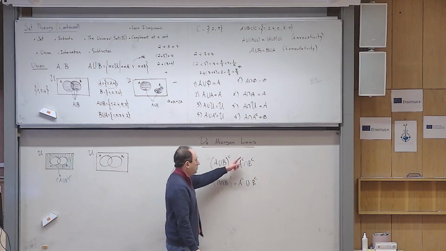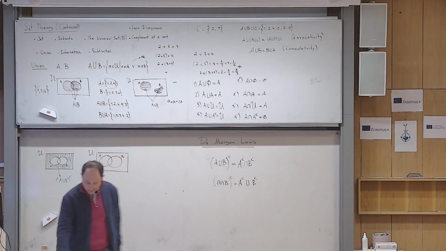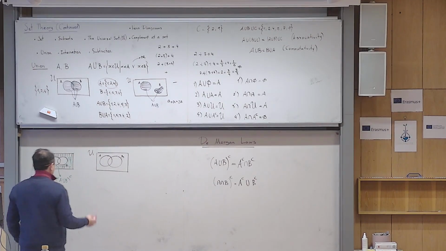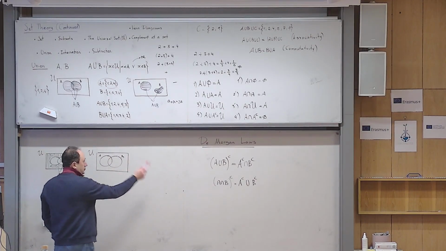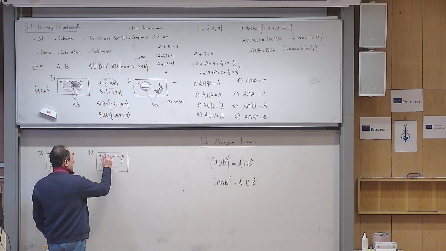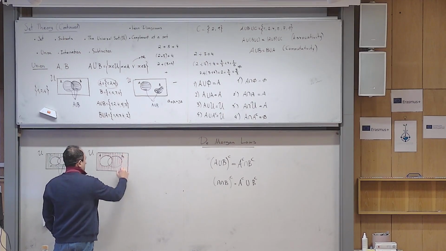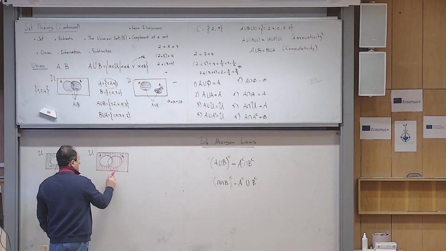I have to find A complement, B complement, but this time I have to intersect them. Okay, maybe that's a good idea. I use different colors. So first concentrate on A complement. It means outside A. So outside A means here. Every place that is outside A should be covered. Yes, this is outside A.